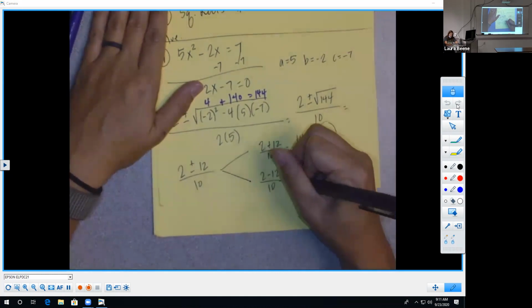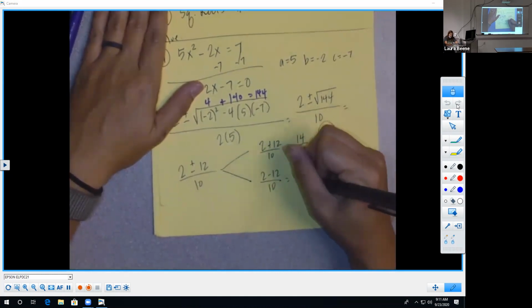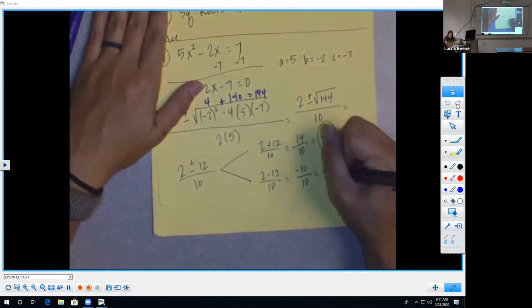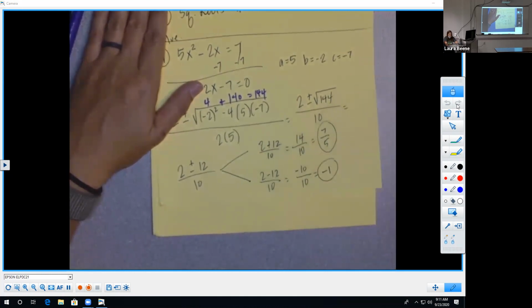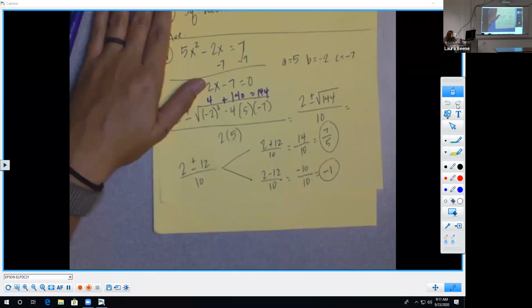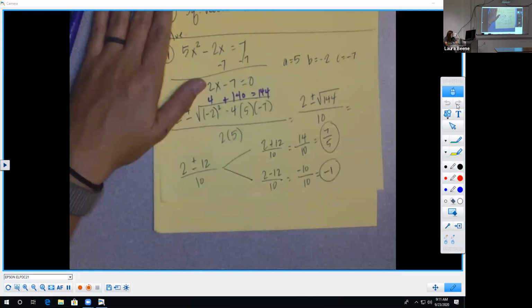Two minus 12 is -10. -10 divided by 10 is -1. So there's your two answers.